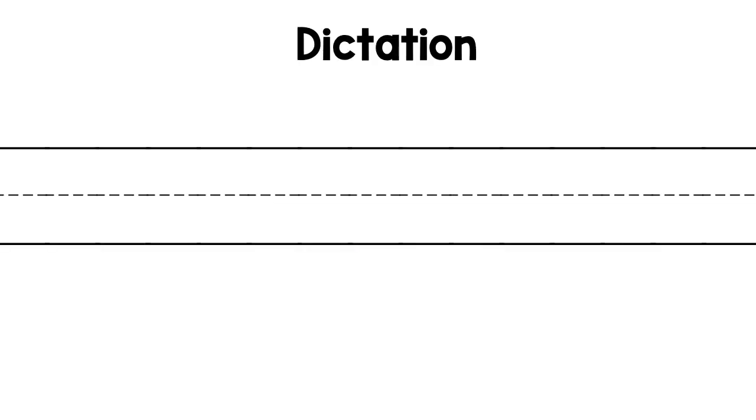For dictation, I would like you to correctly form a capital R for me. Now correctly form a lowercase r for me. The word I would like you to write today is the name of a boy or a man. Because it's a name, remember, it starts with a capital letter. The word is Rob. Rob.